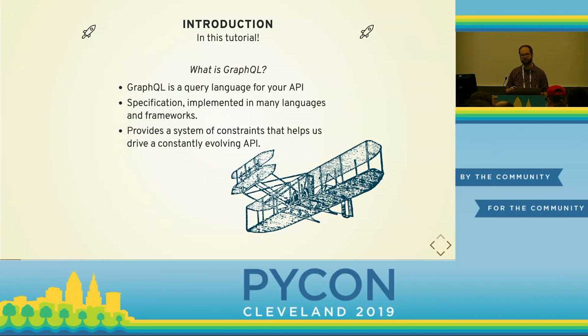GraphQL provides a system of constraints that help us drive a constantly evolving API. One of the things we'd like to focus on today is how these constraints that Graphene and GraphQL put us in help us safely evolve our API over time.